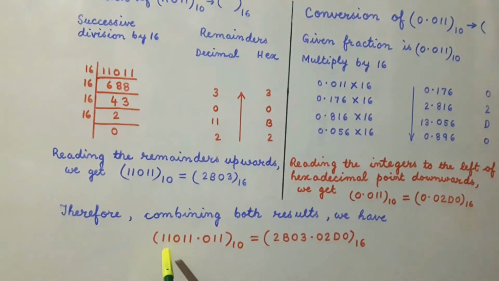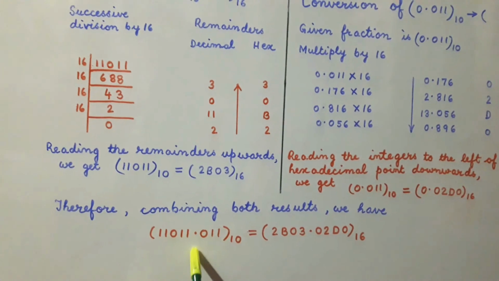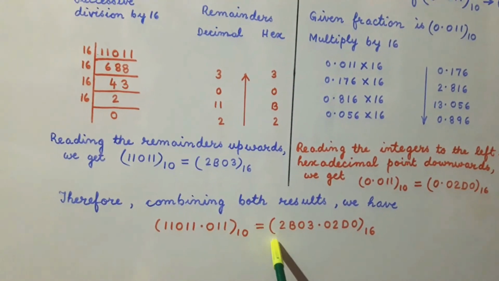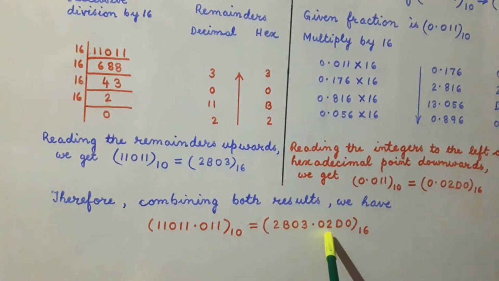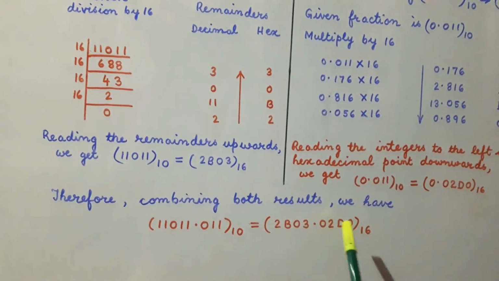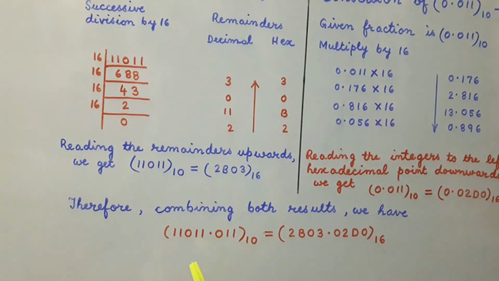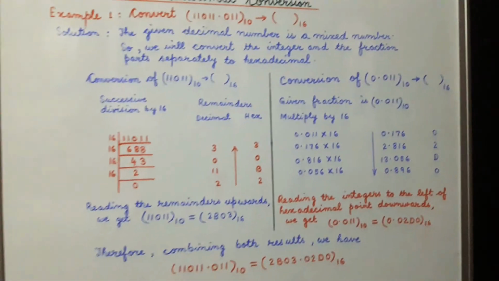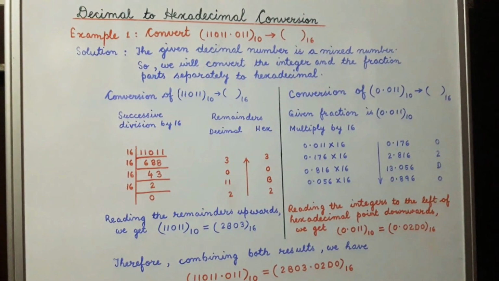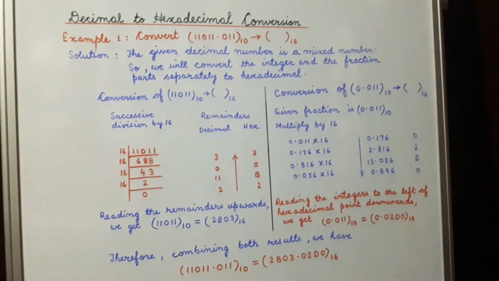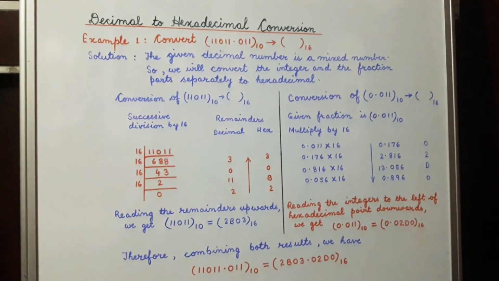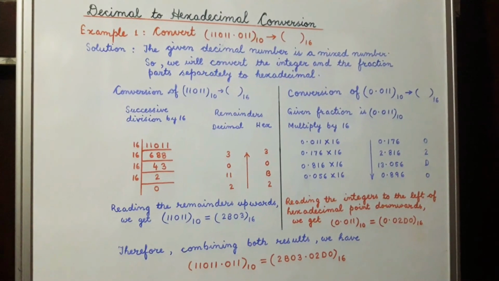Then we find that 11011.011 in decimal will be equal to 2B03.02D0 in hexadecimal. In this way, we can convert any decimal number to a hexadecimal number. I hope both the hexadecimal to decimal and the decimal to hexadecimal number conversions are clear to all of you.